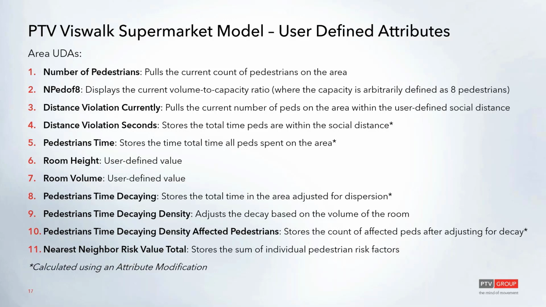This model also has a decaying rate for diffusion. So as you walk through a space with an open air space, there are going to be different diffusion rates and things like that. And so we applied a few of those decaying functions in there as well, so that way the overall time will decay a little bit. And then finally, the nearest neighbor risk value total. So this will look at all the pedestrians, and it will sum up those aggregated risk values that we saw in the user-defined attribute previously.